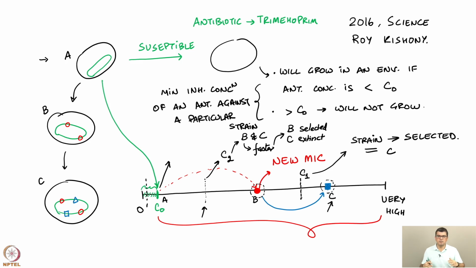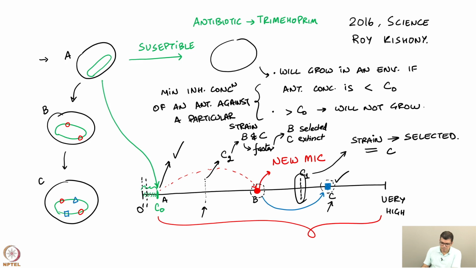There are trade-offs involved: the more resistant you are, the slower your growth rate in the absence of antibiotics. So, again, fitness is a very environment context dependent phenomenon. In an environment where this C1 is there, C is the fittest, but in an environment where there is no antibiotic, A is going to be the fittest. So, environment decides which genotype is the fittest in a context.